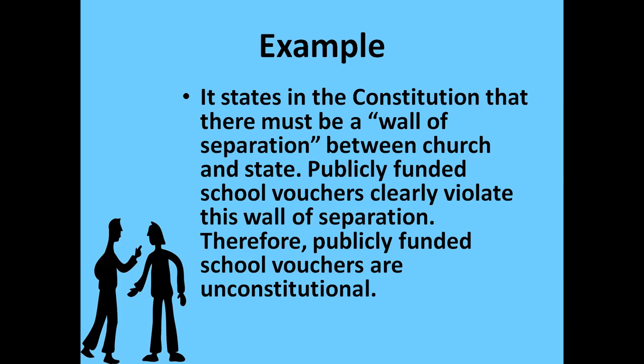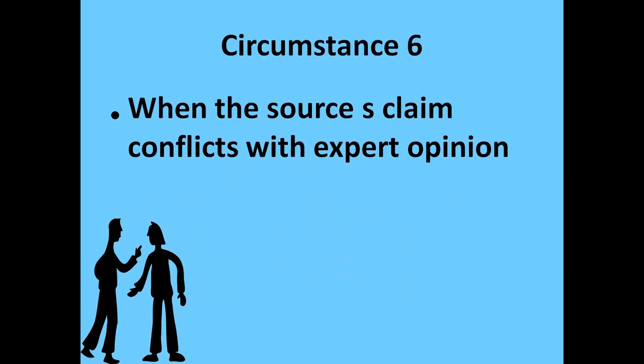So let's see circumstance number 6. It is when the source's claim conflicts with expert opinion. It's once said, the race is not always to the swift, nor the battle to the strong, but that's the way to bet. Much the same can be said about expert opinion. Though experts are often wrong, sometimes spectacularly so, it is generally unwise to accept a claim that conflicts with a clear expert consensus.